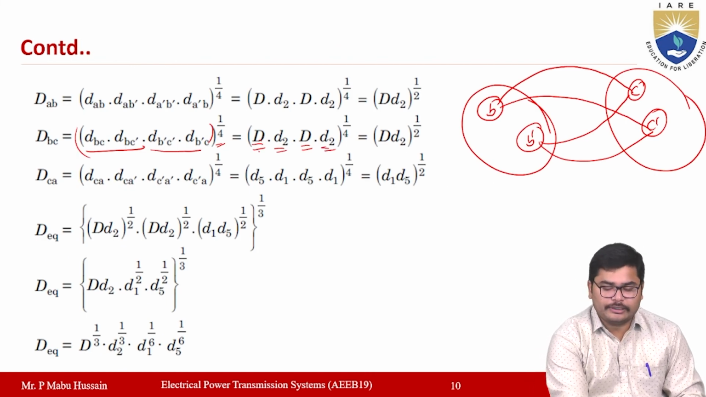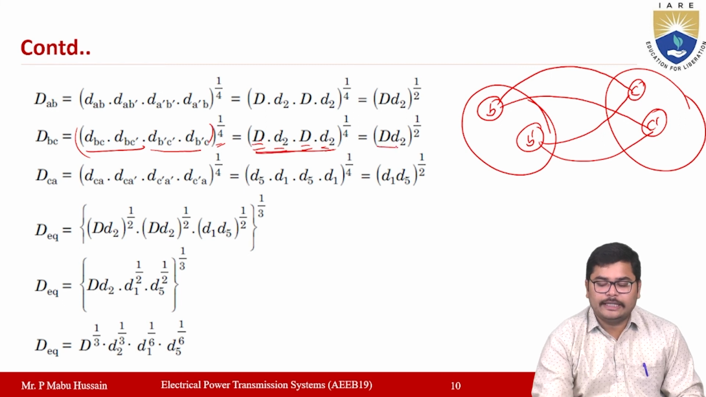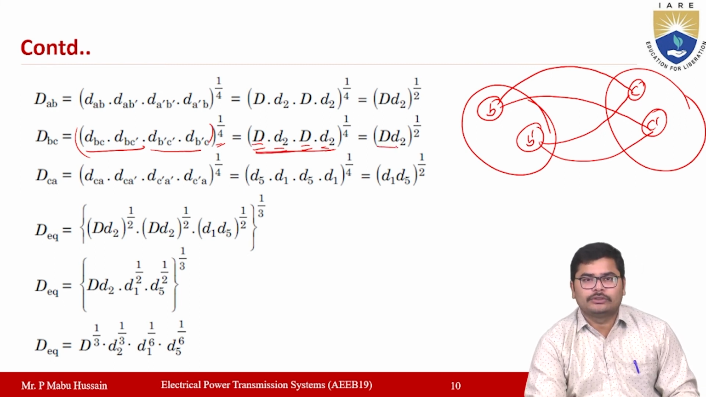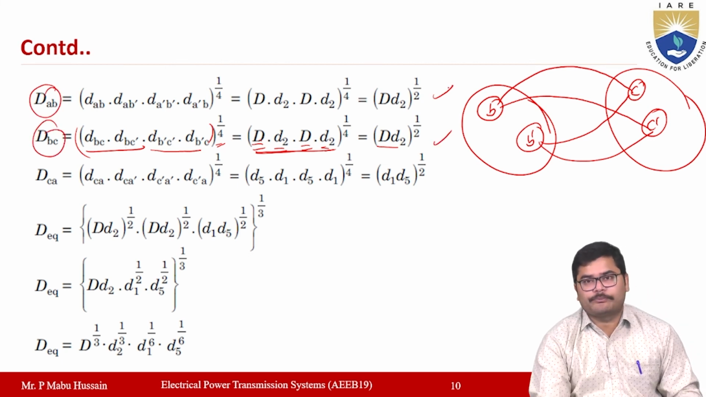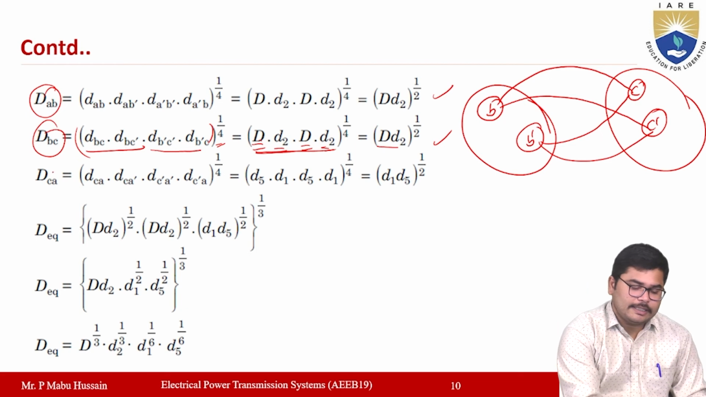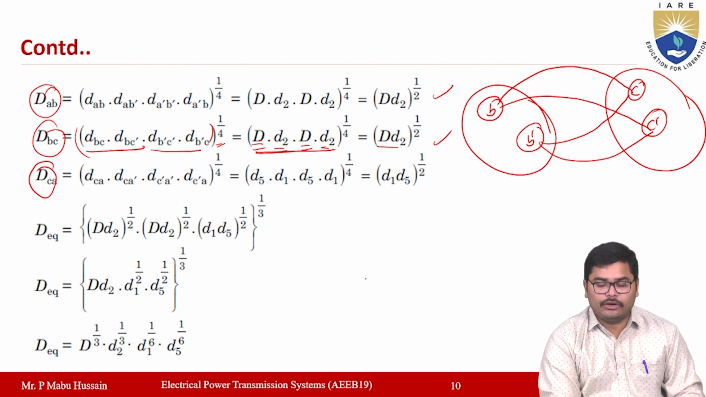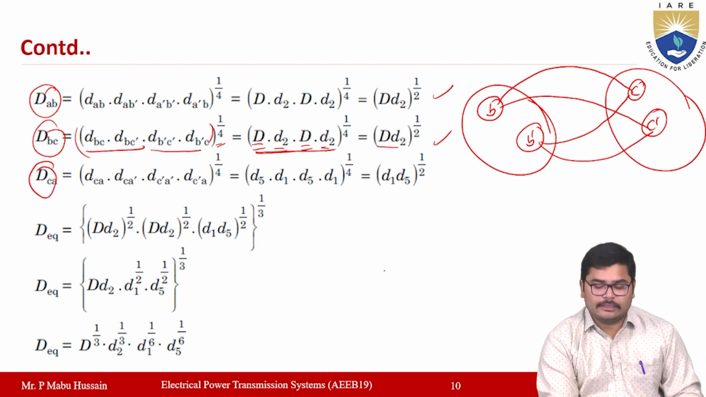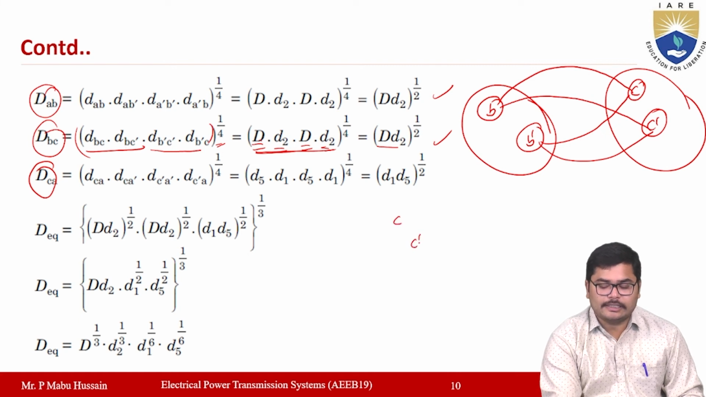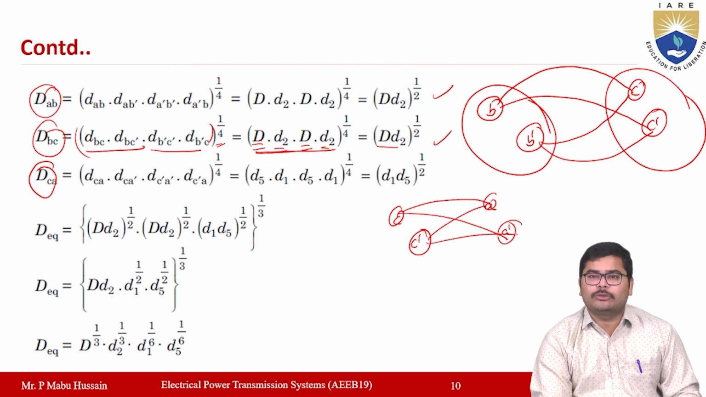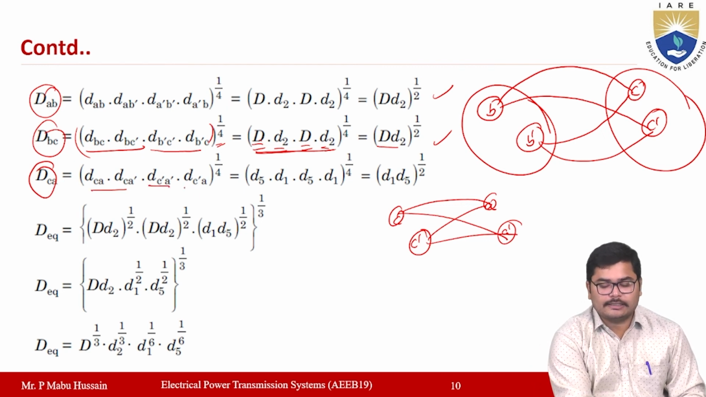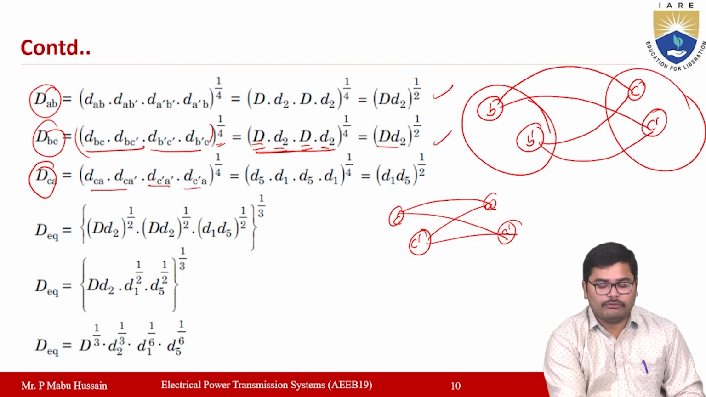Okay. So after writing this, again you will have (D into D2) whole to the power of 1 by 2. So now if you observe, DAB and DBC, the values are both the same. Then DCA. Here you have to calculate by considering the phases C and A. C has C dash, A has A dash. Now you have to take the product of all the mutual distances. So DCA, DCA dash, DC dash A dash, DC dash A whole to the power of 1 by 4.